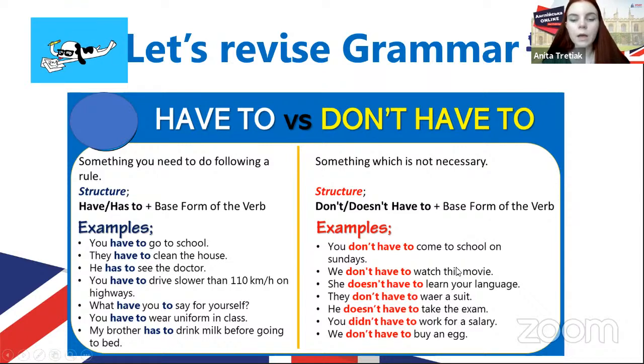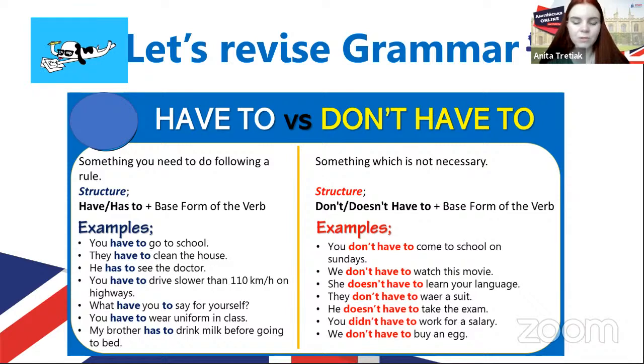Examples. You don't have to come to school on Sundays. Well, yeah, it's not necessary. Well, actually, theoretically, you can go there, but it's not necessary. Like, what will you do there? I'm not sure that you will do anything there.